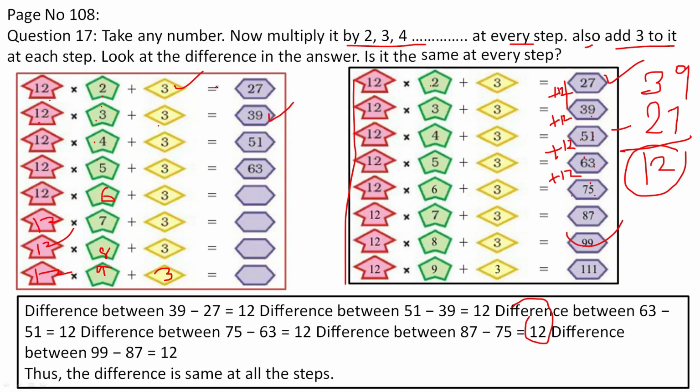Here also you can add easily. Just find the difference between these two numbers, which is 12, and add 12 in each case. 63 plus 12, you will get 75. 75 plus 12, you will get 87. Like that you can complete the pattern.